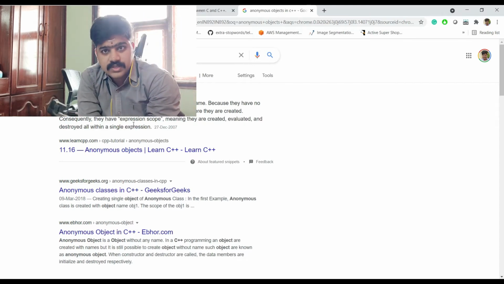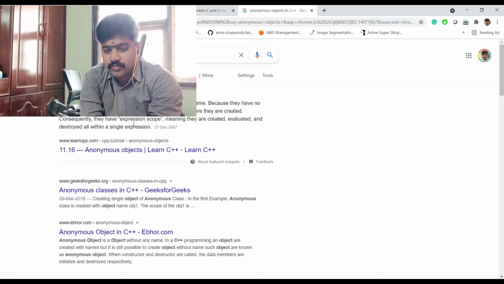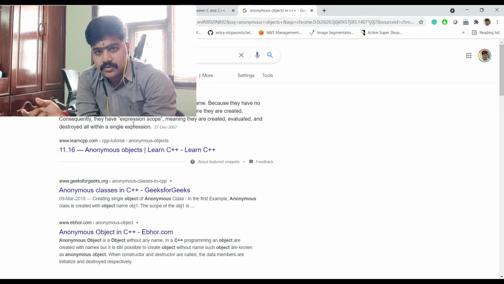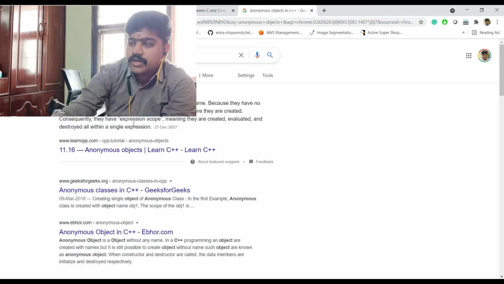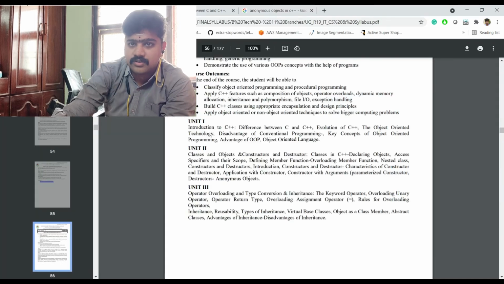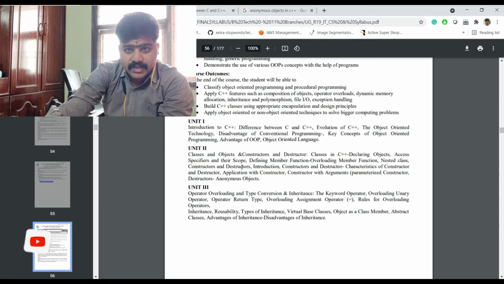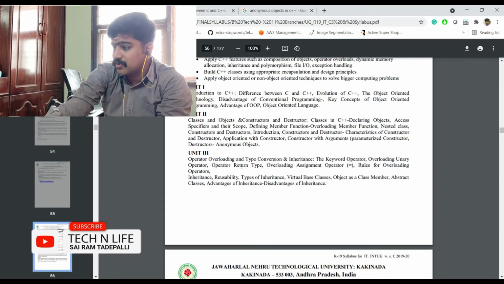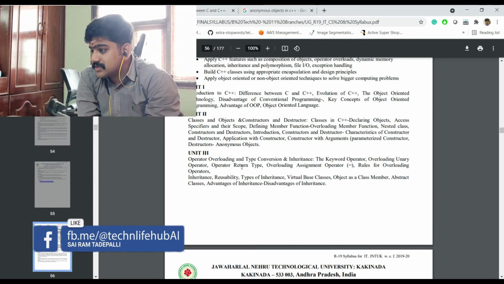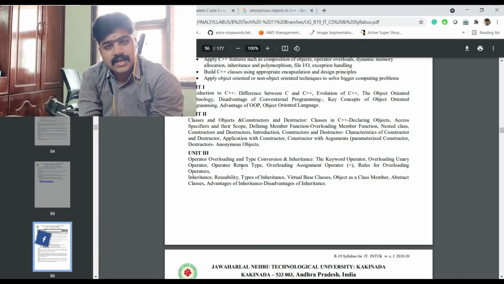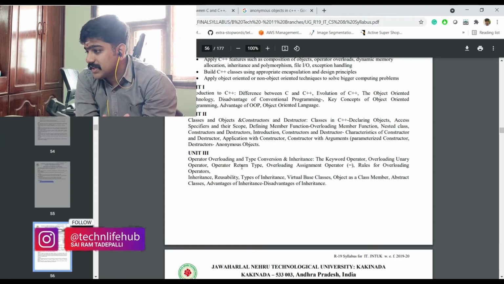So we cannot use these anonymous objects whenever we require, because they are created in one block, and after they are used, they are destroyed. So there is no point of reusing those kinds of objects in the entire program outside of the scope, because it is an exceptional scope. And the same thing in Python programming: operator overloading, type conversions, type casting, and inheritance, keywords, keyword operators, comparison operators, arithmetic operators, and logical operators, everything.